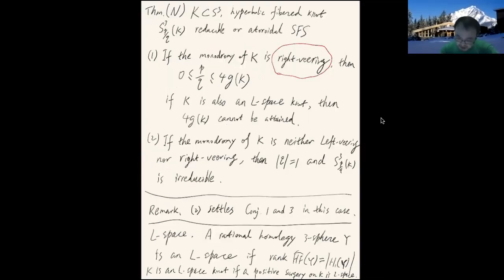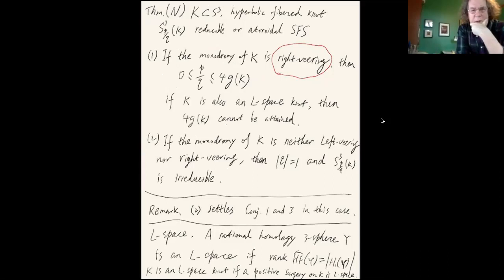So if the monodromy is right-veering, then PQ has this bound. And if the monodromy is neither left-veering nor right-veering, then Q is 1, and the resulting manifold is never reducible.